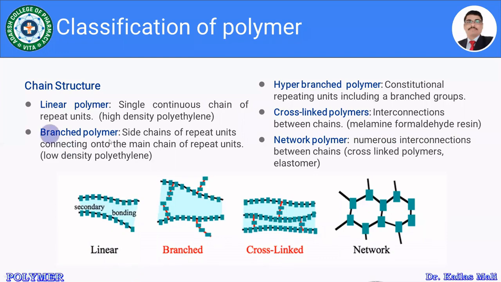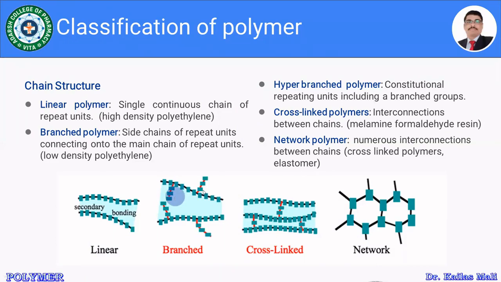Then the branched polymers. There are side chains of the repeating units connecting onto the main chain of repeating units, and that is known as the branched polymer. For example, low density polyethylene. So here this is the main chain on which the side chains are attached. In such cases, it is said to be the branched polymer, for example, low density polyethylene.